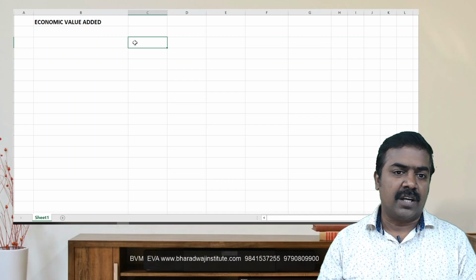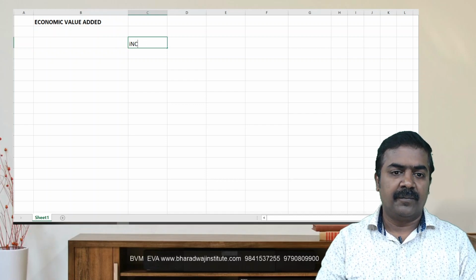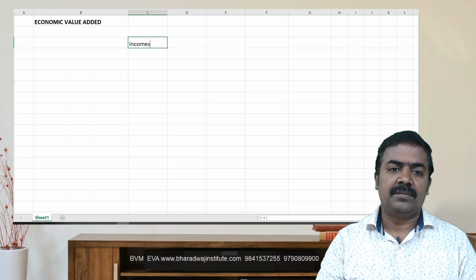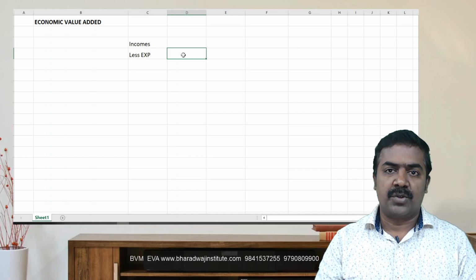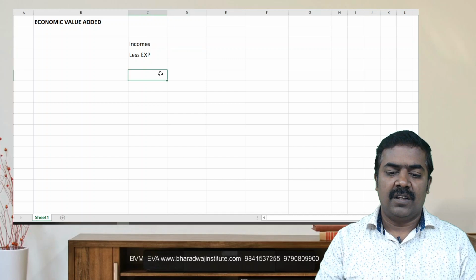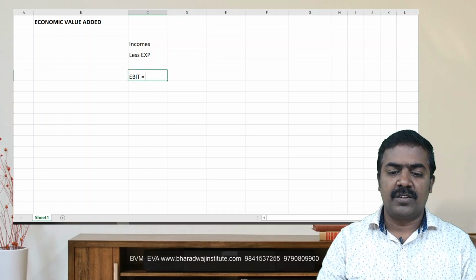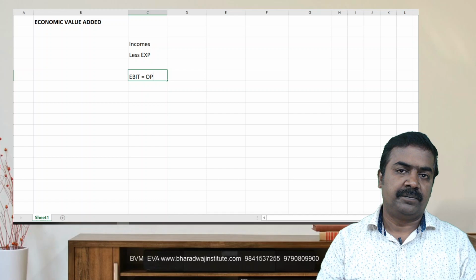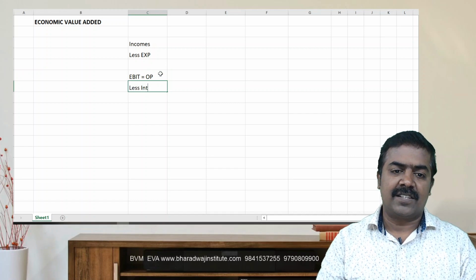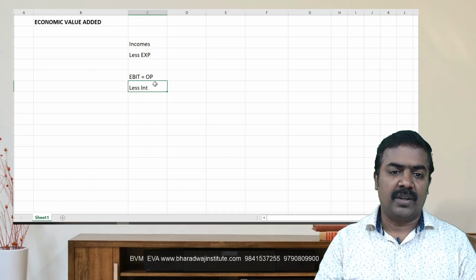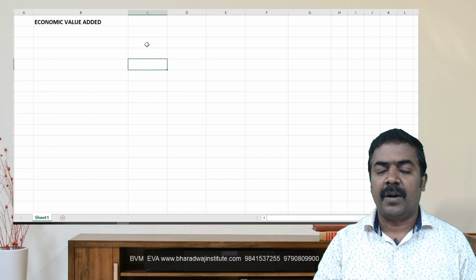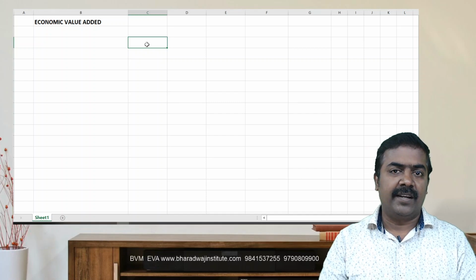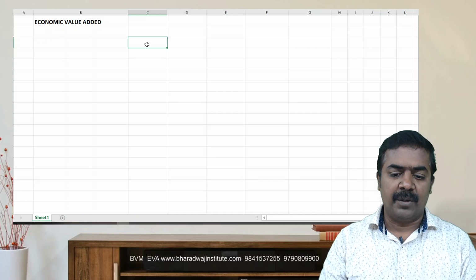Of course, we know the income statement, how to prepare the income statement of the company. We work out income less expenses, which may be direct expenses or indirect expenses, like cost of goods sold and operating cost. We reduce and get EBIT. It is also known as operating profit. Less interest, like that we work out. So how do we get operating profit? Simple. Operating income minus operating expenses will give us operating profit.